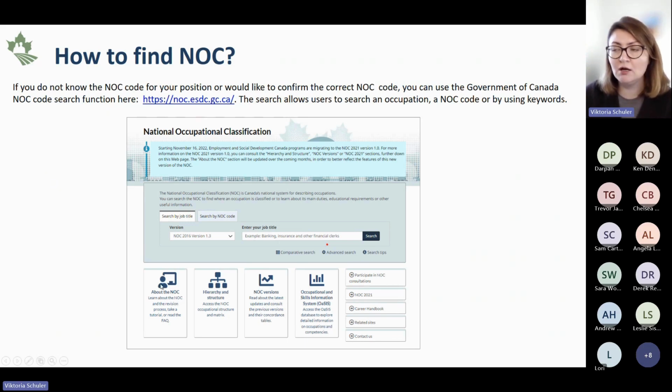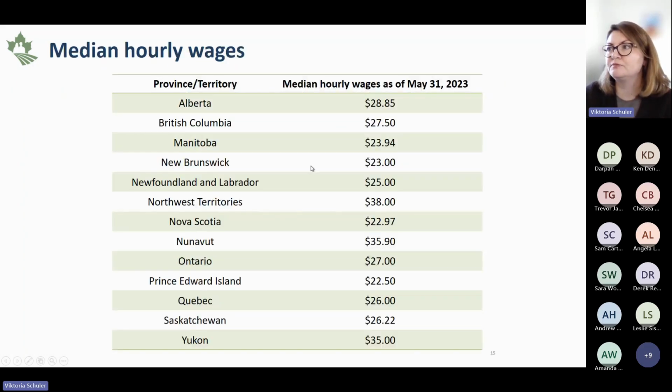How to find your NOC? You can go to the government website and just enter the job title, and you will be able to see the list of job duties, the requirements, and so on. So this is a good tool to help you find out what NOC, what occupation, you would like to hire for.